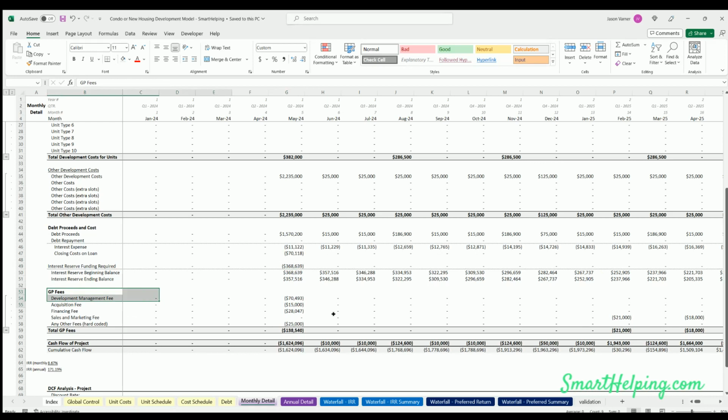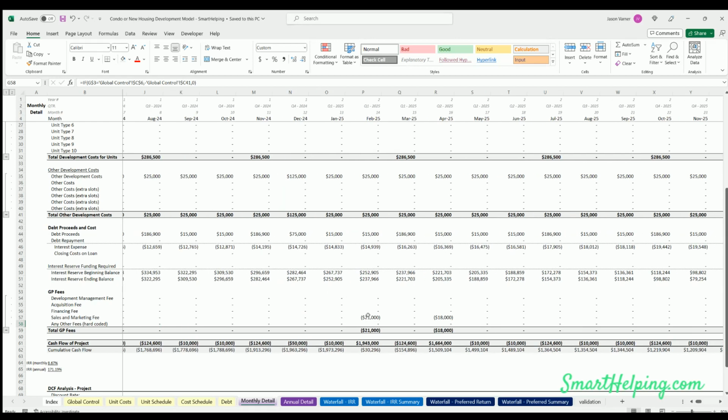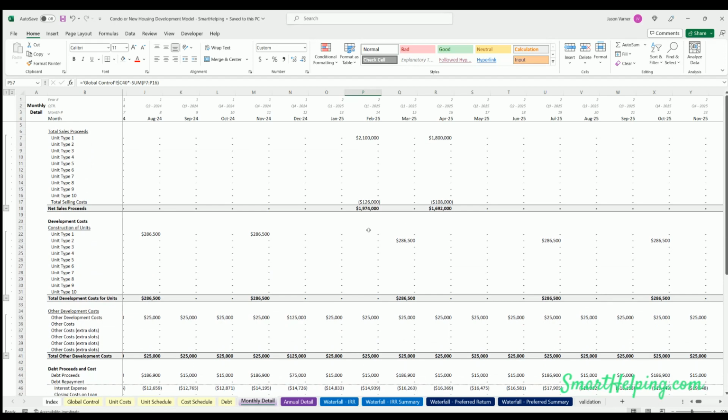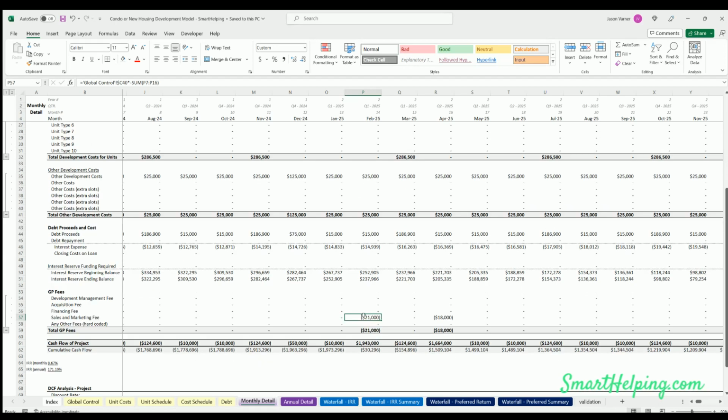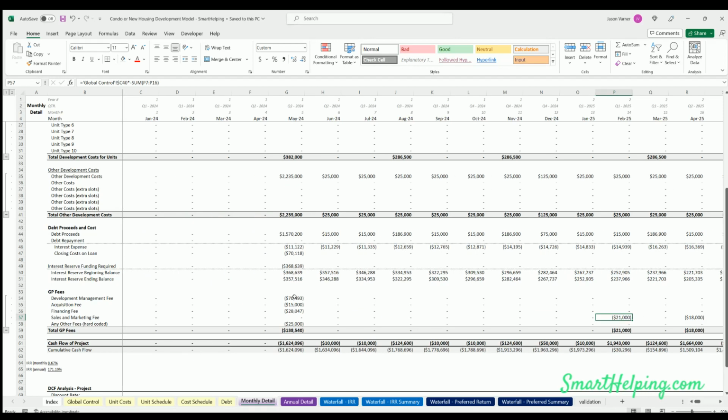And then the rest is just GP fees. So these are just project fees that are income for the GP, depending on how you're structuring this. If it's a joint venture, if it's not, these would just be zero, and you just see the cash flows of the project. But those are happening. Here's the selling fees or disposition fees in this case. We've got development fee, acquisition, financing, and other. Here's the total, and then we have cash flow of the project.